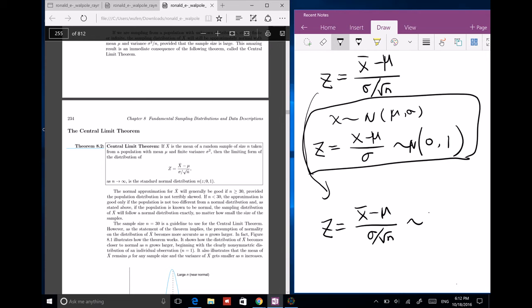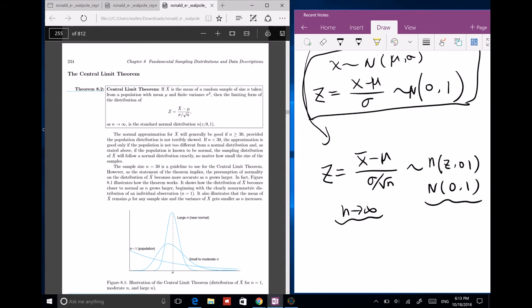If n goes to infinity, which means a large sample, then as long as n is large enough, the distribution will be close to a normal distribution. It approaches the standard normal distribution with mean 0 and variance 1.